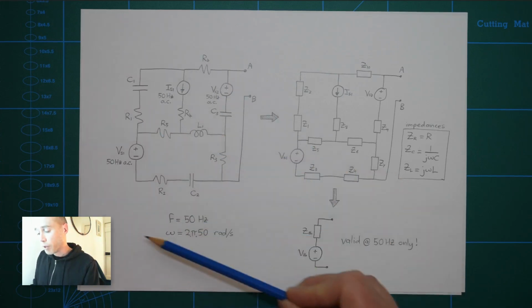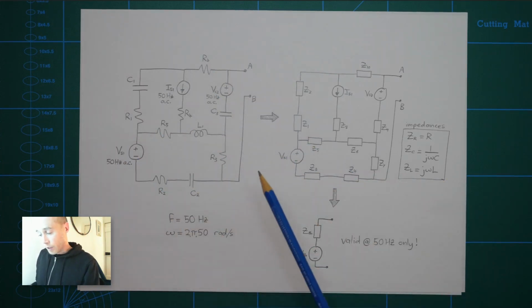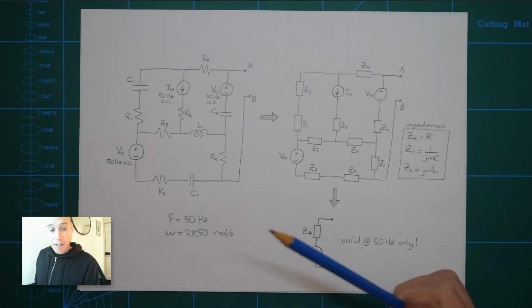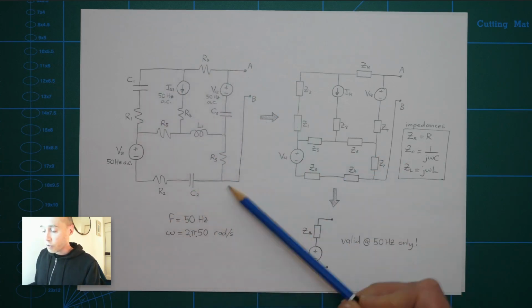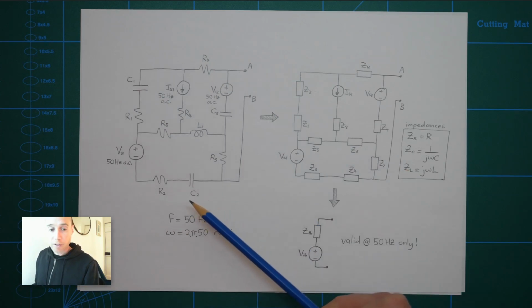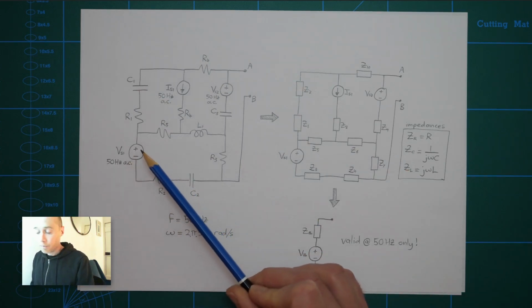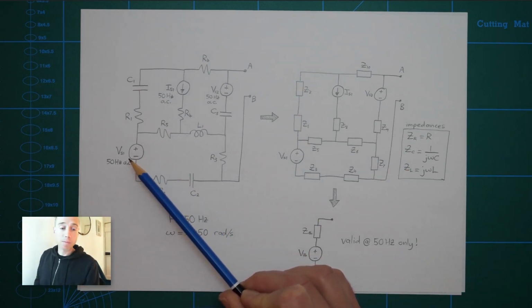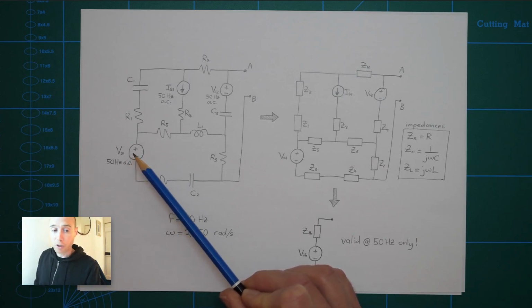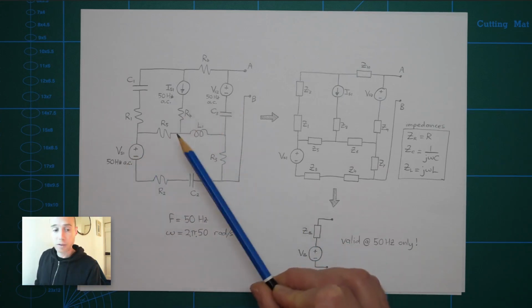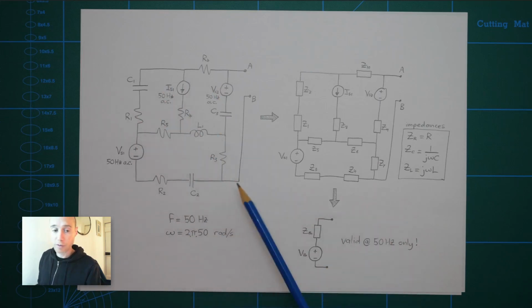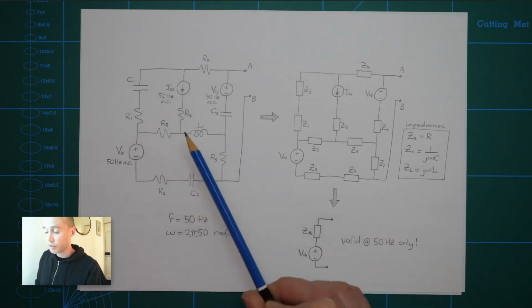So one of the properties of RLC circuits is that because they're linear, we're not going to observe a voltage or a current anywhere in the circuit that has a frequency other than 50 Hertz, because the only things producing voltage and current in the circuit are all 50 Hertz sources. So all the currents and all the voltages in this circuit are going to be 50 Hertz AC.